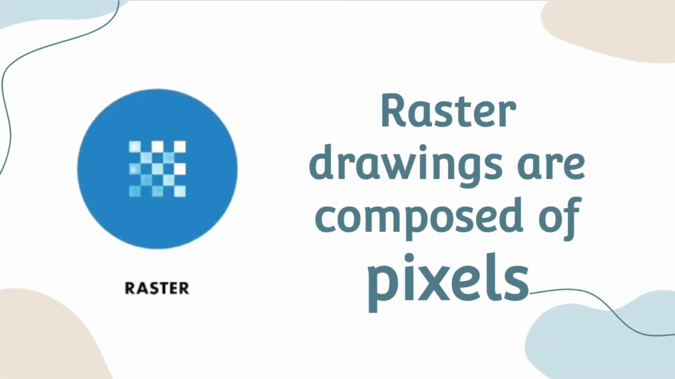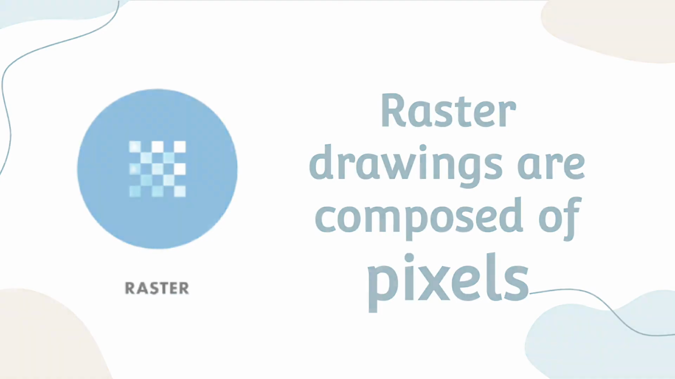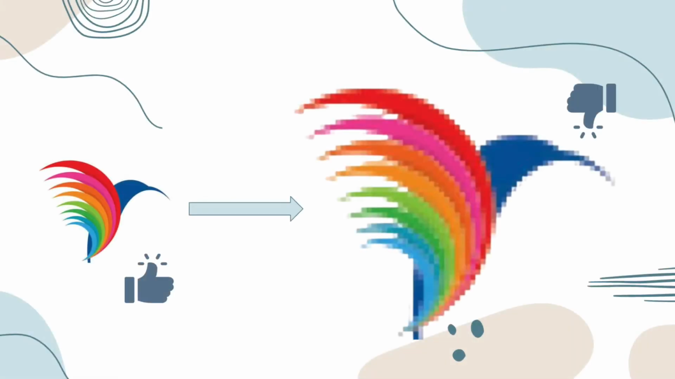Raster drawings, which you may be more familiar with, use tiny, individually colored pixels. Although the artwork looks great in its original size, you won't be able to enlarge it or compress it without it becoming very blurry. In simple terms, when a raster drawing is enlarged or compressed, it leads to the loss of pixels in the image.